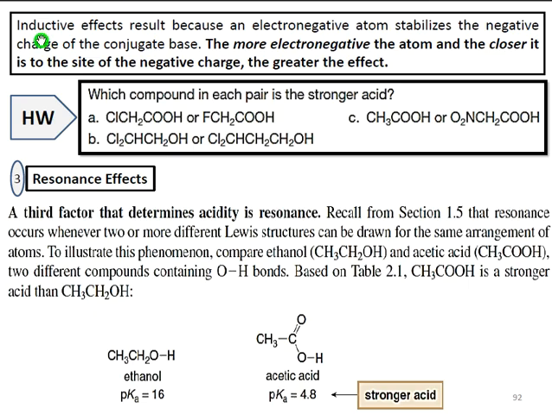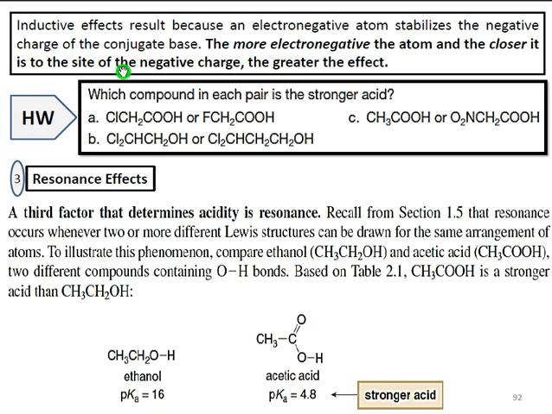And the important thing: the inductive effect results because an electronegative atom stabilizes the negative charge on the conjugate base. The more electronegative the atom, and the closer it is to the site of the negative charge, the greater the effect. Where the highly electronegative atom is near the negative charge, the inductive effect will be stronger than the other.